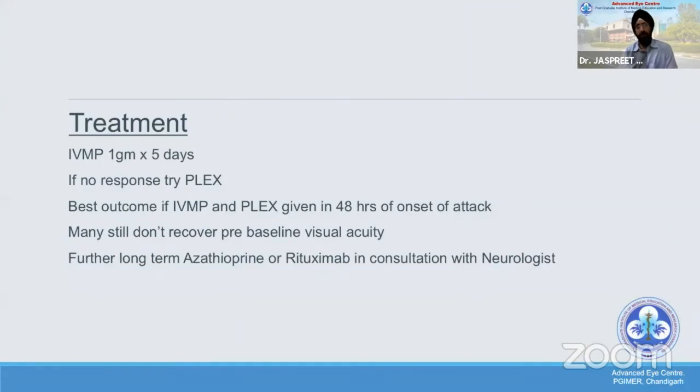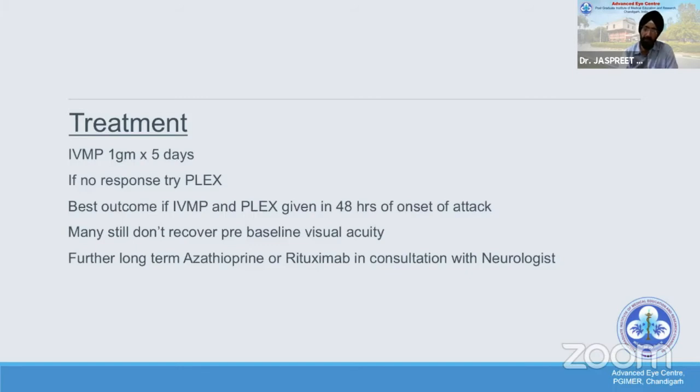So when you talk of treatment in these cases, the acute management is with methylprednisolone. Whether it's an atypical or a typical variety, the management is methylprednisolone 1 gram given for 5 days. We have to be careful here. Some of them don't respond.